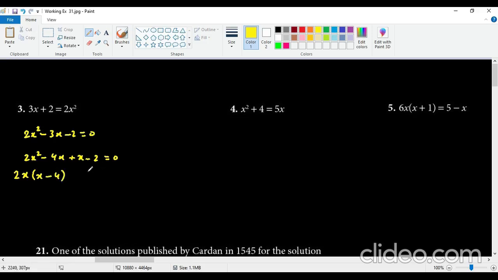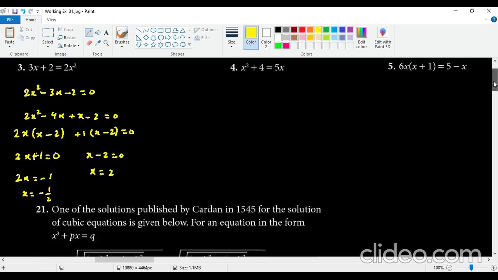So I will write 2x minus 2, minus 2 and x minus 2 in another bracket equals 0, and plus 1 I will write like this. So 2x plus 1 equals 0, and x minus 2 equals 0. So 2x will be equal to negative 1 and x will be equal to 2. That means x equals negative 1 over 2 or 0.5. Both are the correct answers.